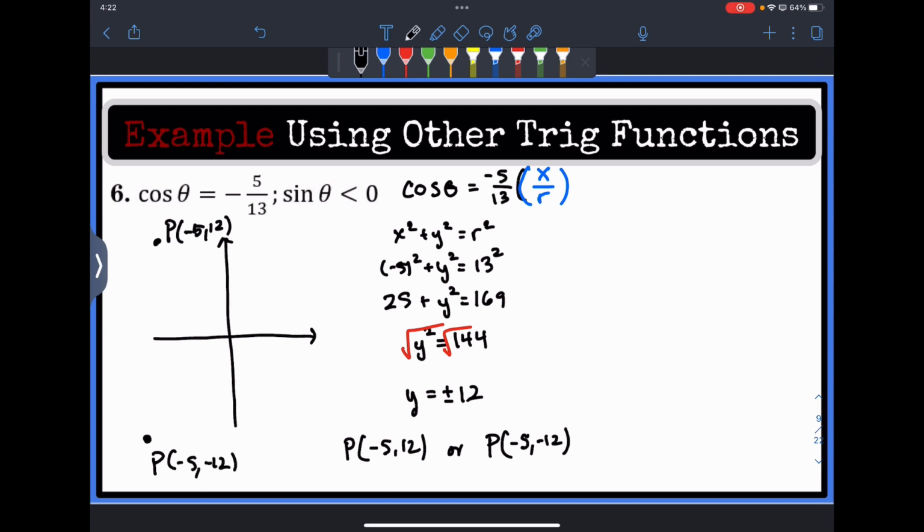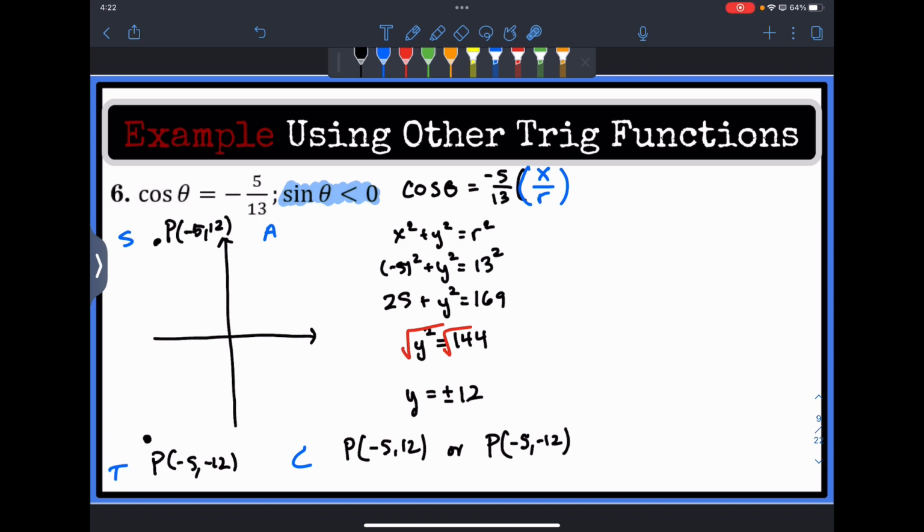Now, using the other piece of information that we have, that sine has to be a negative number, we know that it can't be in quadrant 1. We're interested in what's happening in quadrants 2 and 3. From our acronym All Students Take Calculus, we know that in quadrant 2, sine is a positive number. But we don't want sine to be positive. We want sine to be less than 0, so we need our sine to be a negative number.